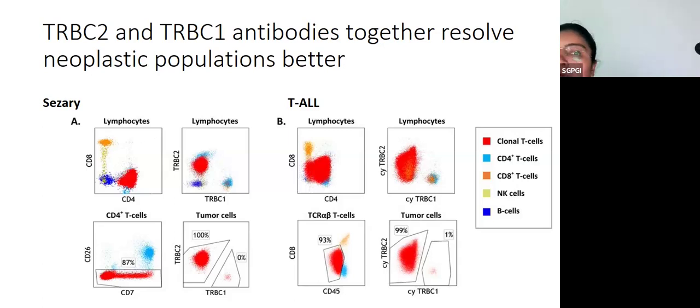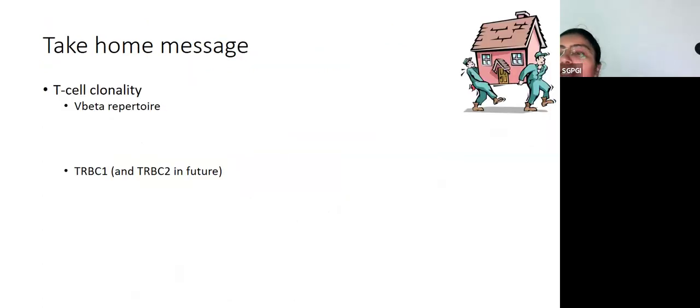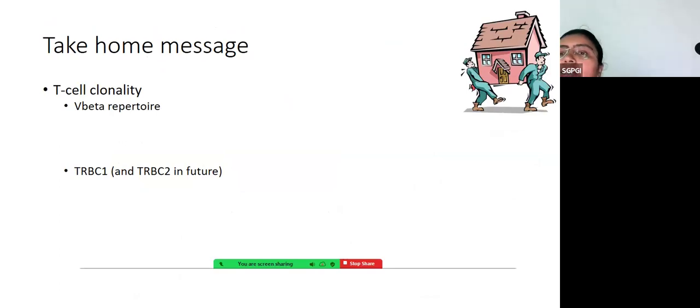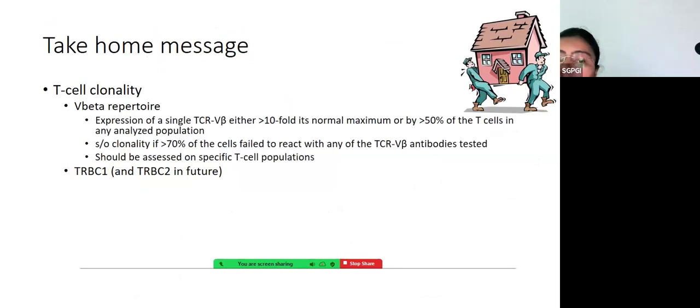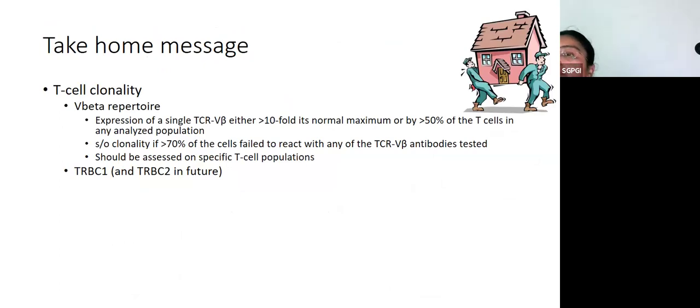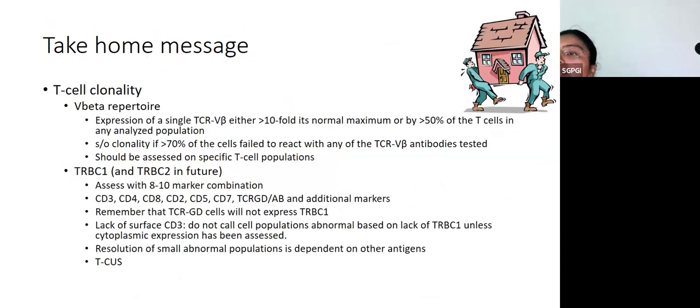So this is where I'll finish about T cell clonality. The take-home message is that when we talk about clonality assessment in T cells, we only have two tools: the V beta repertoire, which is costly, and which uses thresholds to identify positivity. However, the advent of the TRBC1 and possibly the TRBC2 antibody in future will help us assess clonal T cells better, and these antibodies are better analyzed with a large panel of markers so that you can tease out your population of interest better.